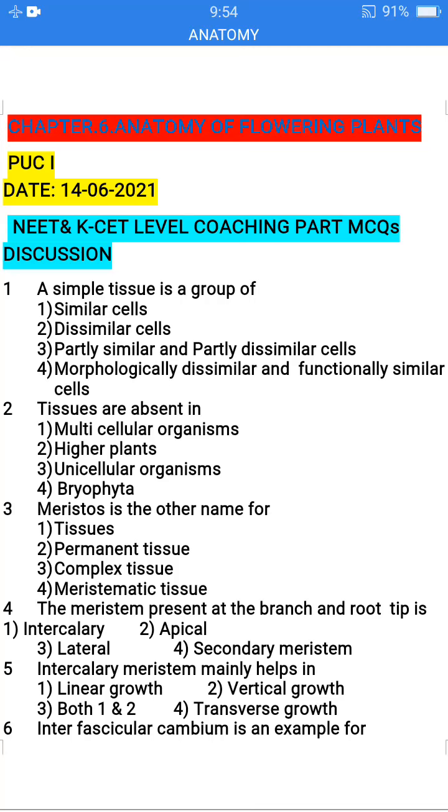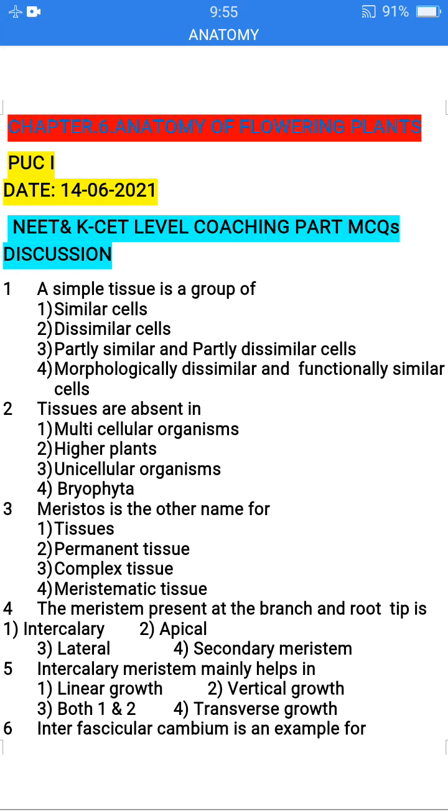Good morning, students. In this video, we are going to discuss Chapter 6, Anatomy of Flowering Plants. From that chapter, we are going to discuss some important NEET and KCET level MCQs based on some subtopics, like the anatomical structure of different organs like roots, stems and leaves, etc. So this is an important session.